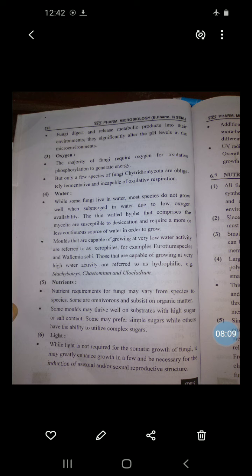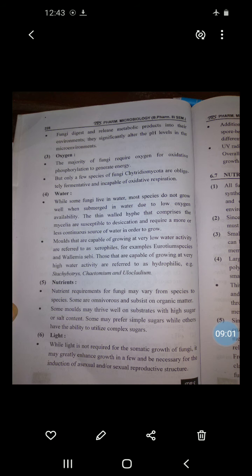So the next requirement is water. While some fungi live in water, most species do not grow well when submerged in water due to low oxygen availability. Why? Because of the low oxygen availability.